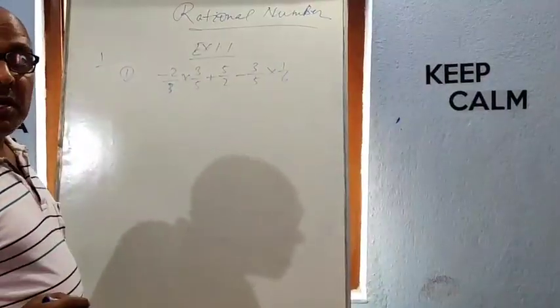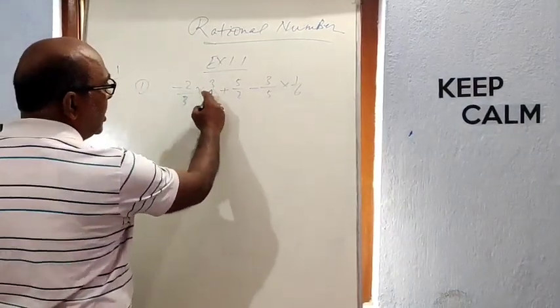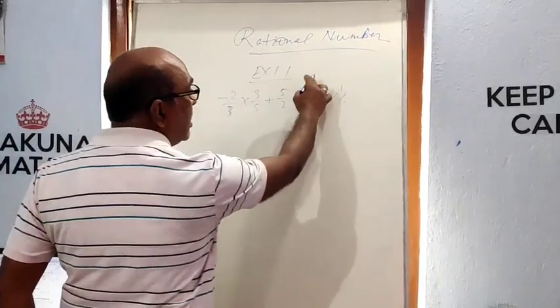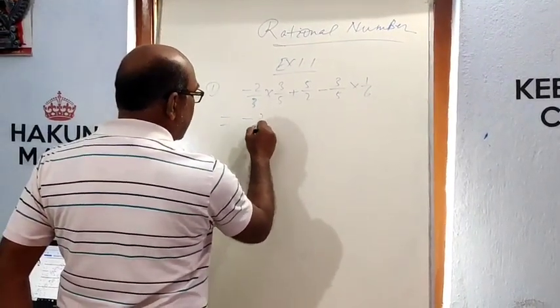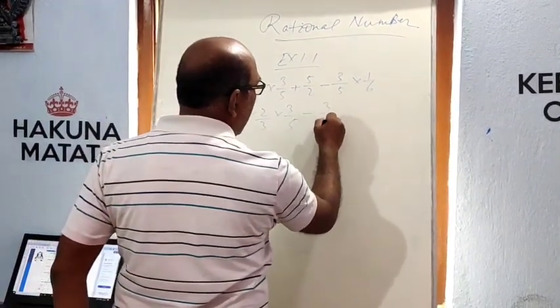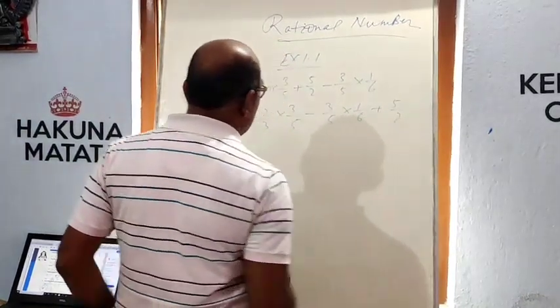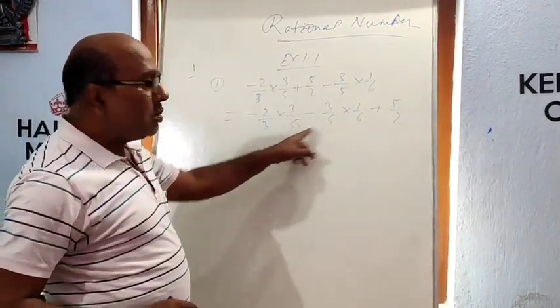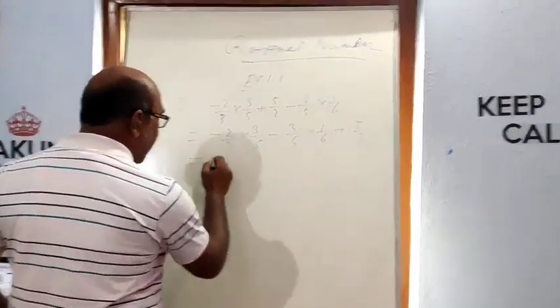Using appropriate property, we have to solve. We see that 3 by 5 is here and 3 by 5 is in the third term. We write this like minus 2 by 3 into 3 by 5 minus 3 by 5 into 1 by 6 and plus 5 by 2. Now 3 by 5 is in both the terms. Therefore, we take this 3 by 5 as common.